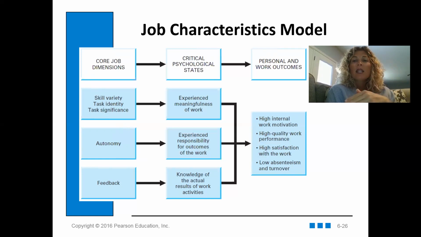Task identity is being able to see a project from start to finish, right? So they can really identify with what they're doing. I have a small piece, but I can see what that big picture looks like. And task significance is seeing the impact, right? So how do I impact the consumer, the end user, the goal, whatever it might be, to increase that significance?